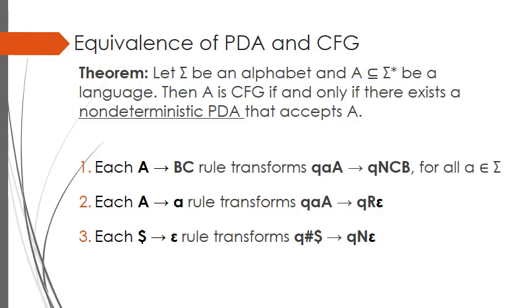The first transformation rules say that each A goes to BC rule transforms as Q lowercase a capital A goes to QN CB, for all lowercase a that are elements of sigma. The second transformation rules say that each capital A goes to symbol a rule transforms as Q lowercase a capital A goes to QR epsilon. The third transformation rules say that each dollar goes to epsilon rule transforms as Q dollar goes to QN epsilon.